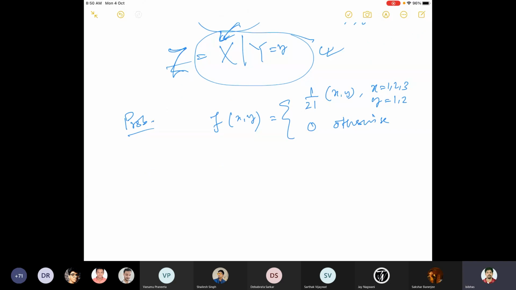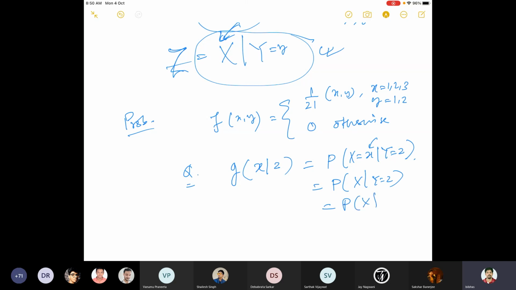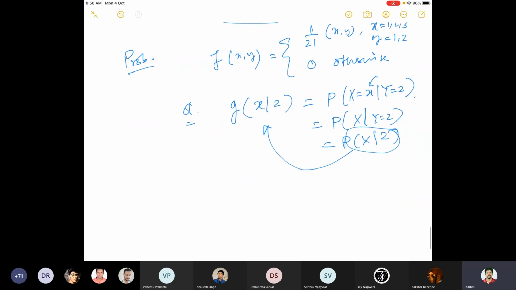Then suppose the question is, what is g of x given 2? So the small y is given to me. That means what I'm asking is, what is the probability that capital X takes this value small x? X could be anything, but capital Y, this value is 2. You can also write probability of x given y equal to 2, or probability of x given 2. Here I should not write like this, so instead I write this kind of notation, x given y. So how to solve this problem? Any idea?